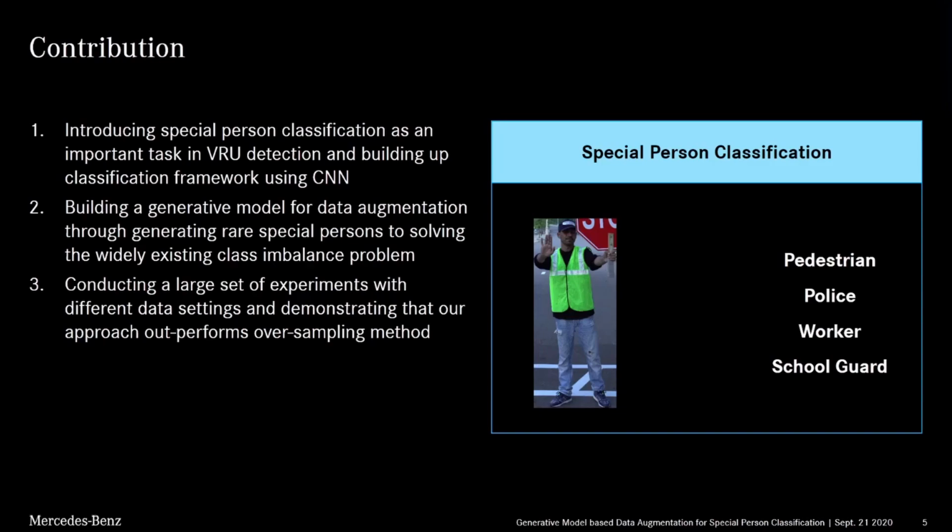So, our target for this paper is threefold. The first is to build a special person classification framework using convolutional neural networks, which could categorize the person into pedestrian, policeman, road worker, and school guard. Secondly, to solve the widely existing class imbalance problem, we built a generative model for data augmentation by generating rare special persons. And third, to experiment with different data settings and backbone networks so that we can demonstrate that our approach outperforms other widely used methods qualitatively and quantitatively.